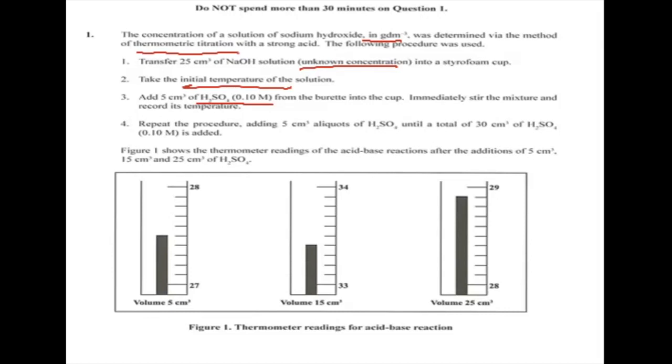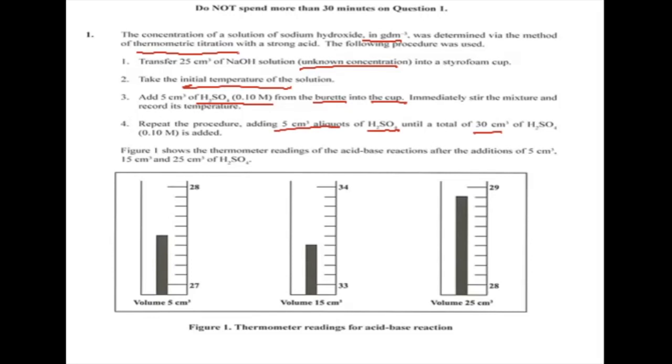So that big M right there is referring to molarity. So this was added from the burette into the cup. Immediately stir the mixture and record its temperature. So repeat the procedure, adding 5 cm cube aliquots of sulfuric acid until a total of 30 cm cube of sulfuric acid is added.